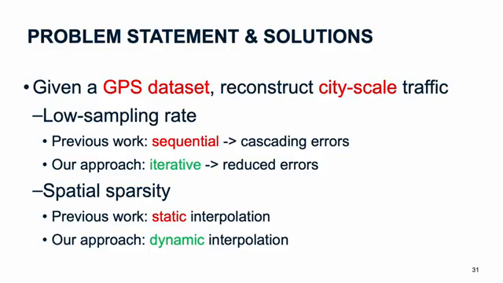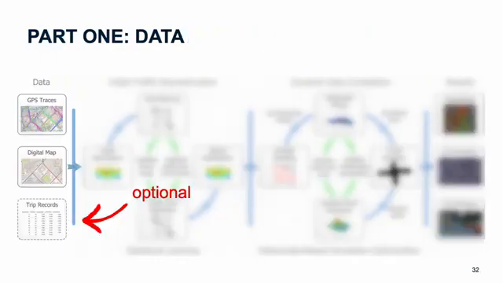Prior work using sequential methods will lead to cascading errors. Our approach differs from the prior work by using an iterative approach, which I will explain next. In regard to addressing the sparse data sets, prior approaches also used static interpolation. Our approach, in contrast, will use dynamic interpolation. Next, I will talk about our approach in more detail.